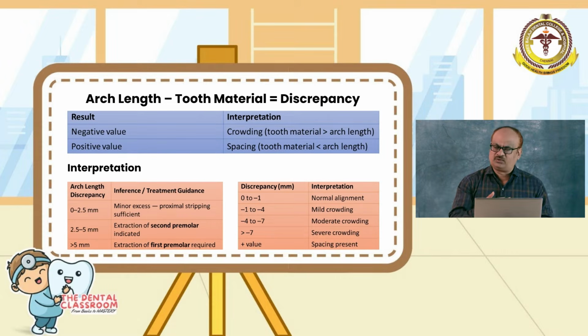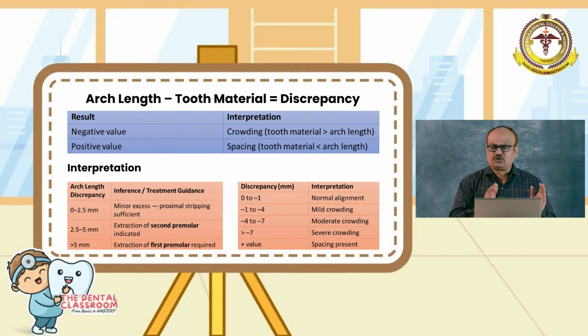A positive value indicates that already arch perimeter is more, and the arch length discrepancy, if it's 0 to 2.5 mm, this is the old method, and it is modified by Proffit again. In the old method, when it is 0 to 2.5 millimeters, you need not do anything, just like proximal stripping. Why is all this done? To make the arch perfect. Now you have to assess what method of gaining space I can apply to make the interdigitation between maxilla and mandible a solution which is perfect occlusion.